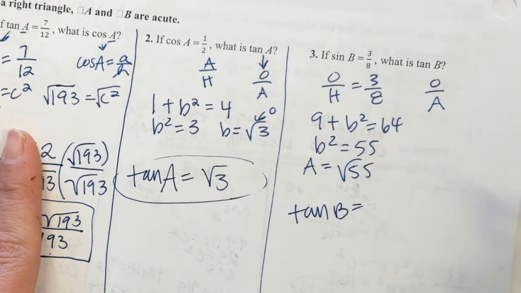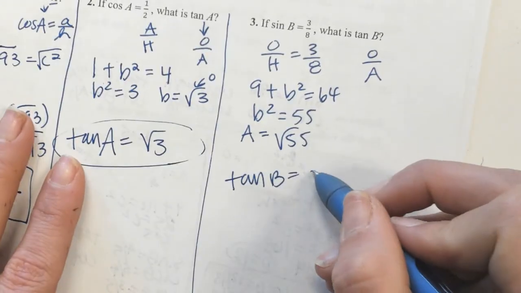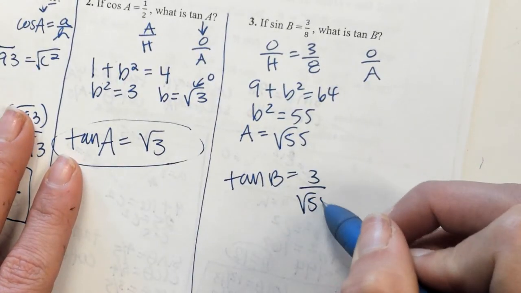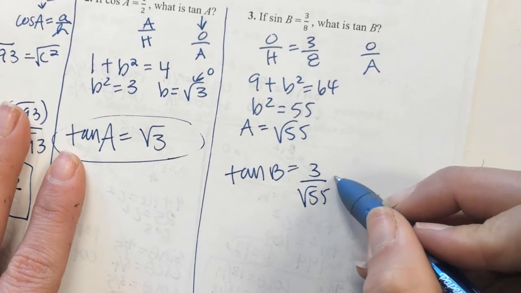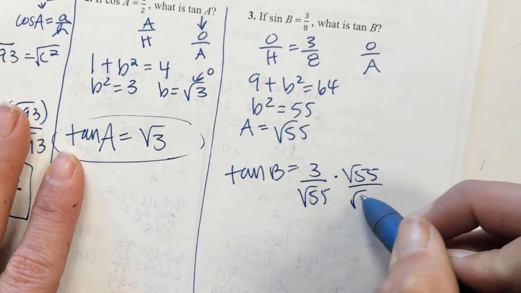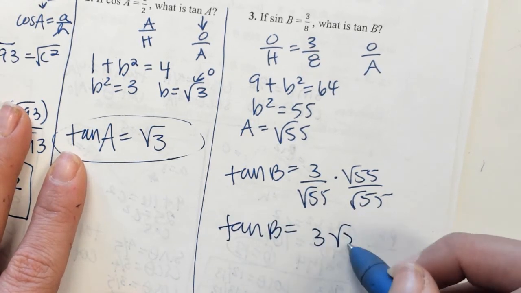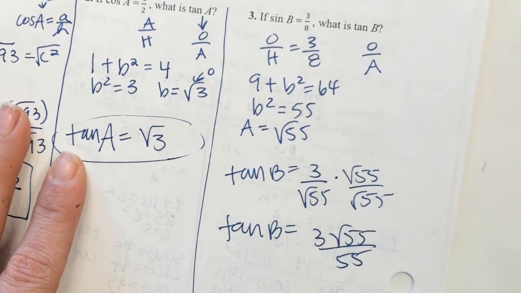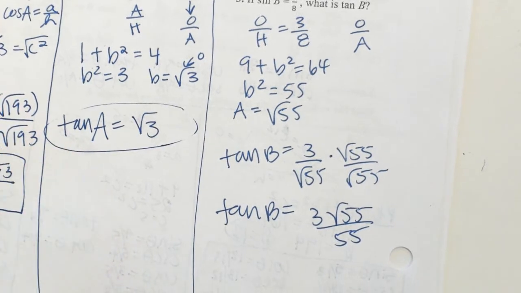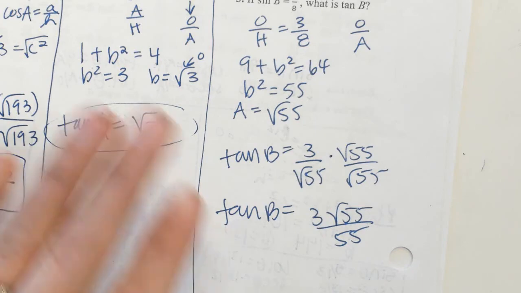So tan B, what's our opposite? Over, which we have to multiply by. Very good. So tan B is very good. What do y'all think? Easy? Good deal. Alright, any questions about that? Okay, flip it over.